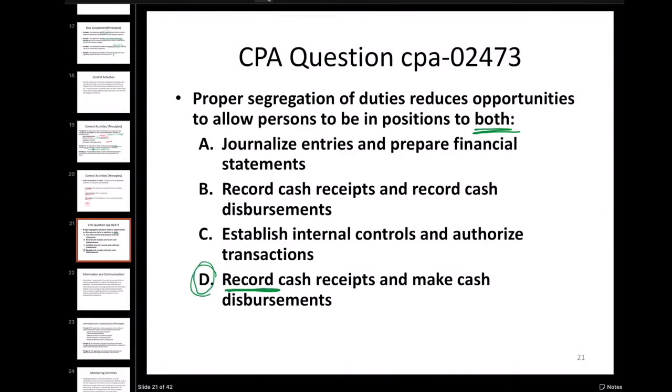One is a recording activity, and make cash disbursements is custody, because it doesn't say, I suppose you might interpret that as authorization, but it doesn't say authorize cash disbursements. It says make cash disbursements, which implies you have the custody. So C, establish internal controls and authorize transactions: both of these can be authorization. Record and record here. And journalize entries and prepare financial statements: both of these, again, are recording.